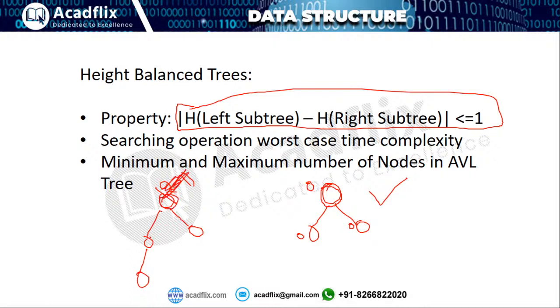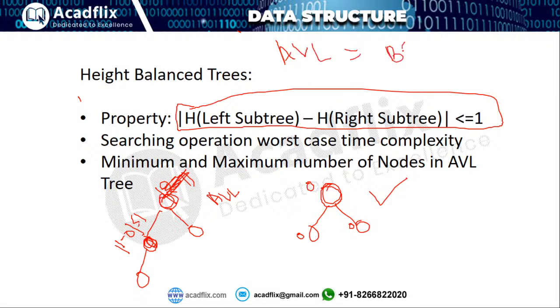So now I'll check for this particular node. For this particular node also it is balanced because it is |1 minus 0|, which is actually less than or equal to 1 only. So for this particular node it is 0, for this particular node it is 0. So because all the nodes are balanced, that is why we call that this particular tree is also an AVL tree.